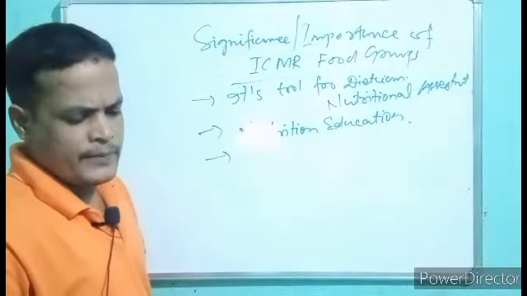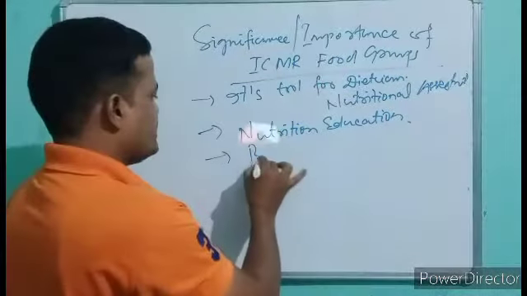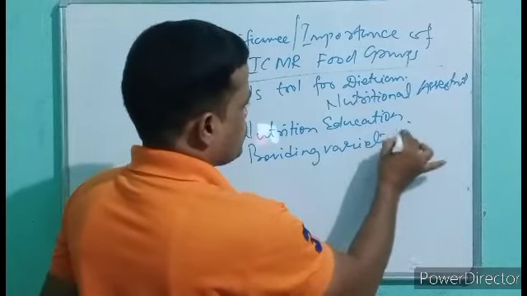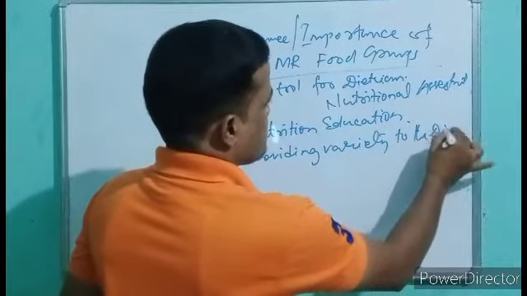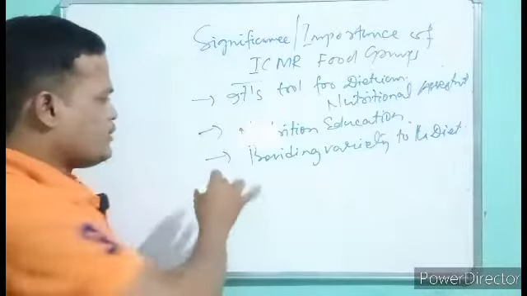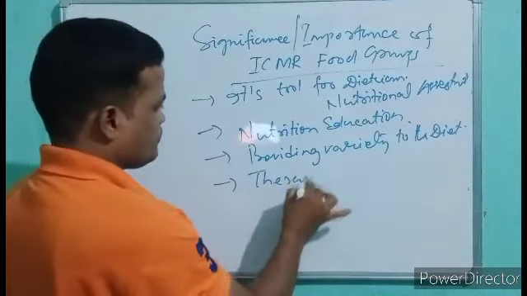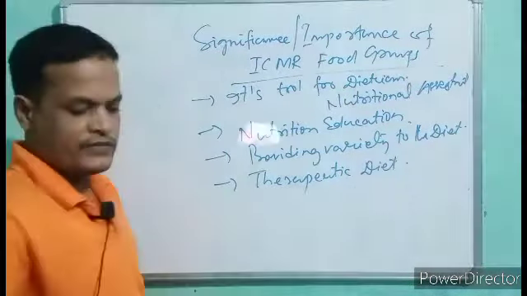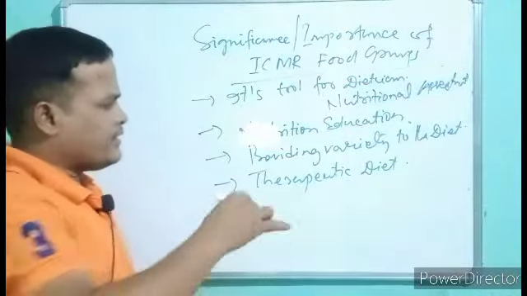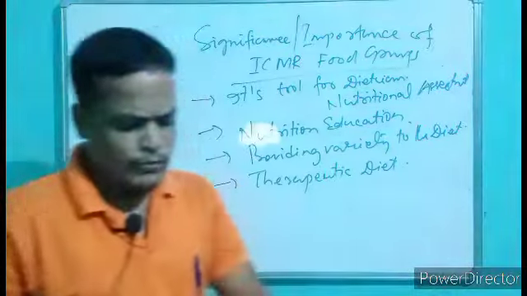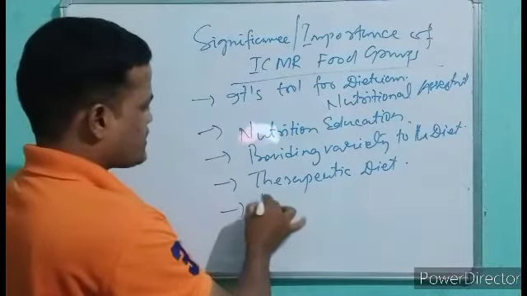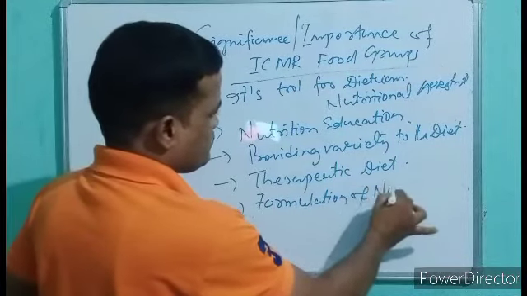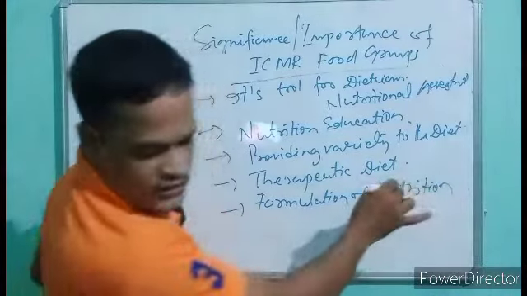Number three is planning and providing variety to the diet. Next one, it also helps in the therapeutic diet, the medical diet. It helps in planning therapeutic diets. Next one is the formulation of nutrition labels.